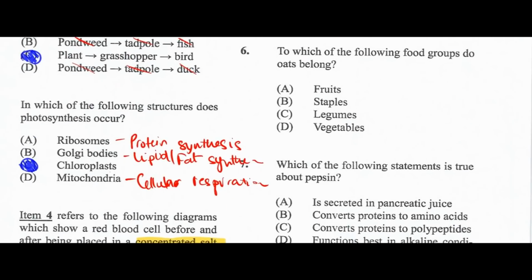So to which of the following food groups do oats belong? Now, oats are wheat, like wheaty materials, so like fibers. So we'll go with staples, carbs, staples.